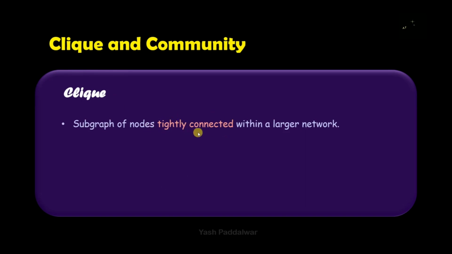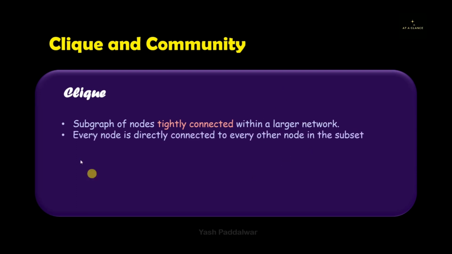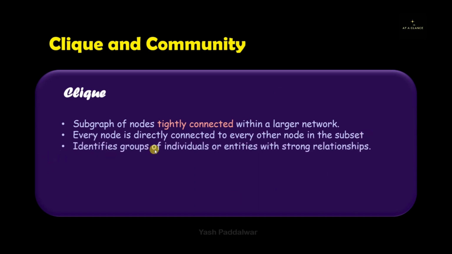So in simple terms, it is a subgraph of nodes that are tightly connected with each other in a given large network. Tightly connected nodes means the nodes that are involved in a subgraph form a complete graph. So this is the simple definition of clique. In a clique, every node is directly connected to each other node that is involved in the subset. Mark the word every. Each and every node is connected to every other node in the subset.